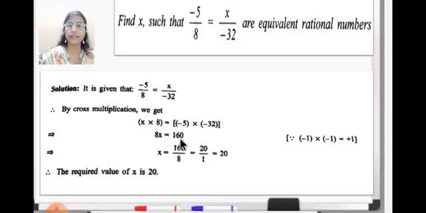32 into 5 is 160. And we know minus into minus is plus. We have learned this. So here this is negative, multiplied by negative will be positive. So we'll get 8x is equal to 160.